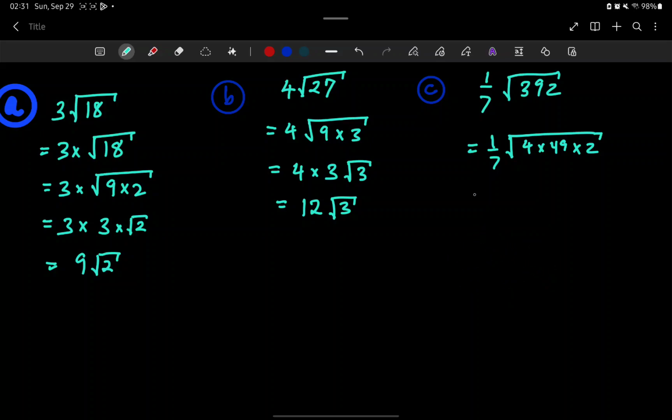Okay, now can we find the square root of 4? Of course we can. So our 1 over 7 is here. Square root of 4 is 2, times square root of 49 is 7. There we go. Square root of 2 is not a whole number, so I'm going to put it there as square root of 2. Now when we multiply here, the final answer is going to be 2 under root 2. And that's it.